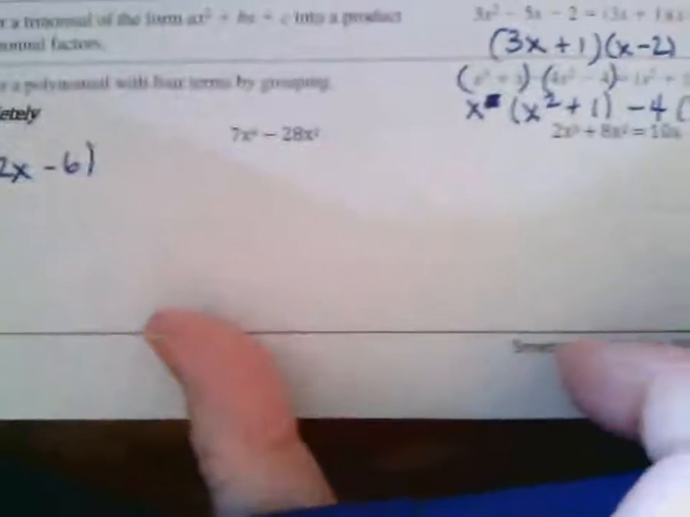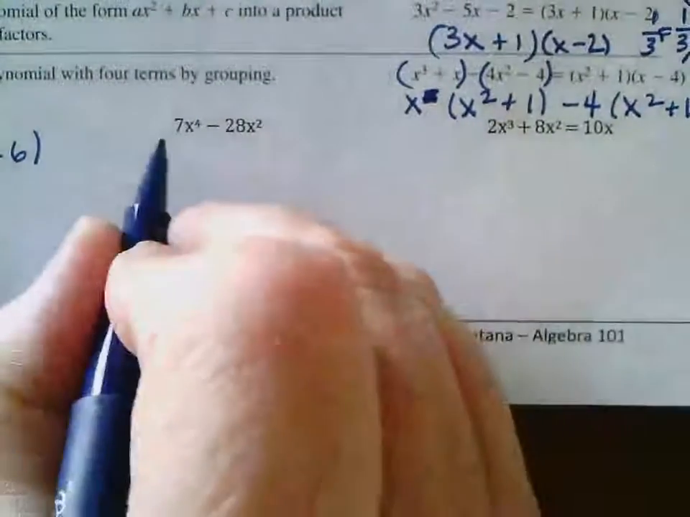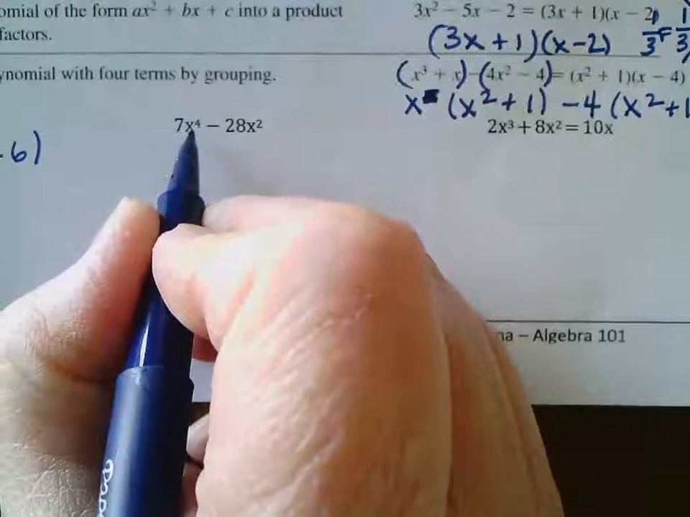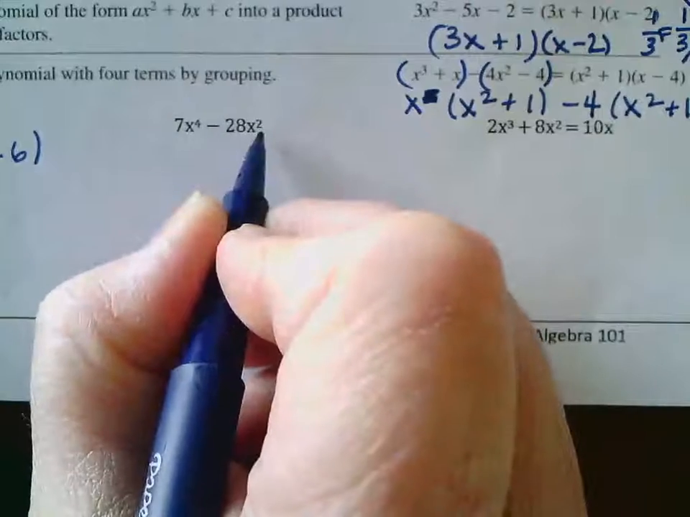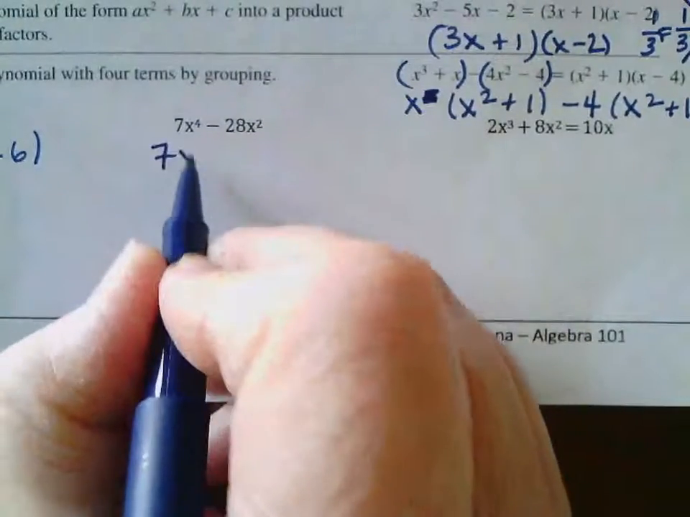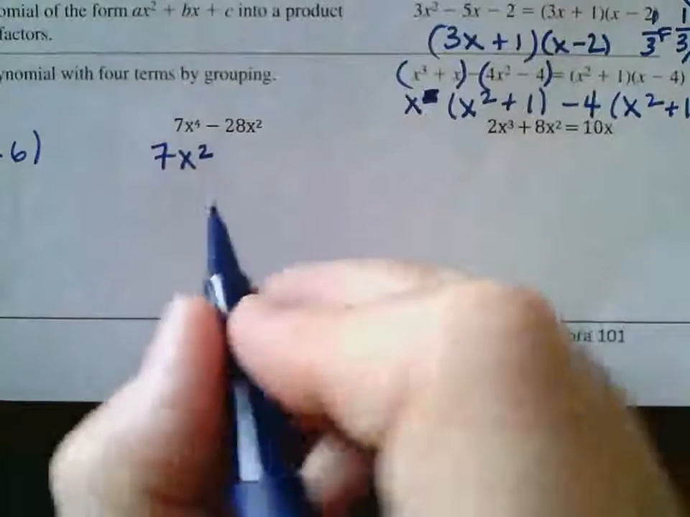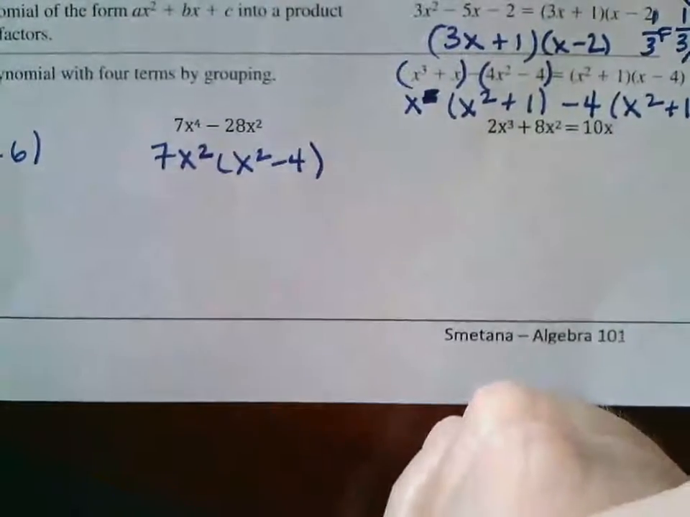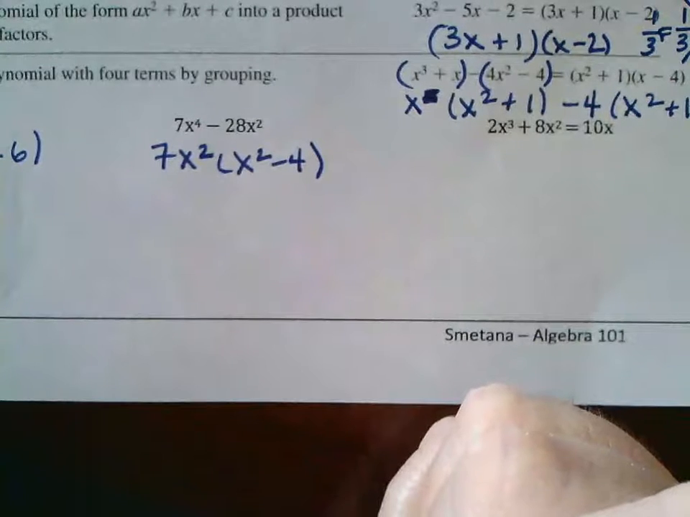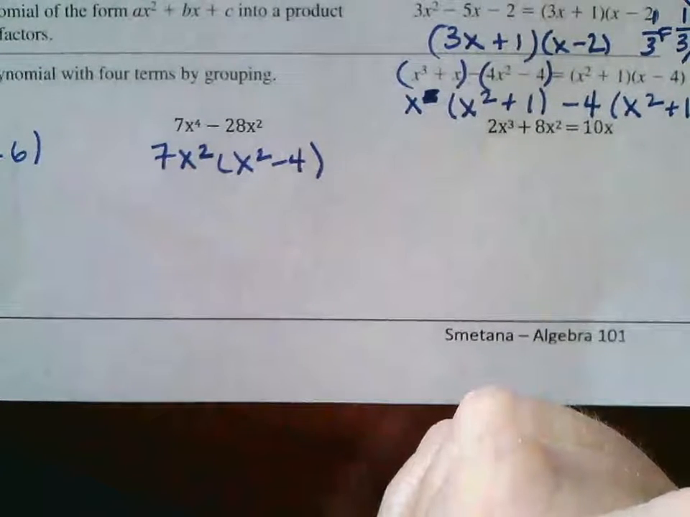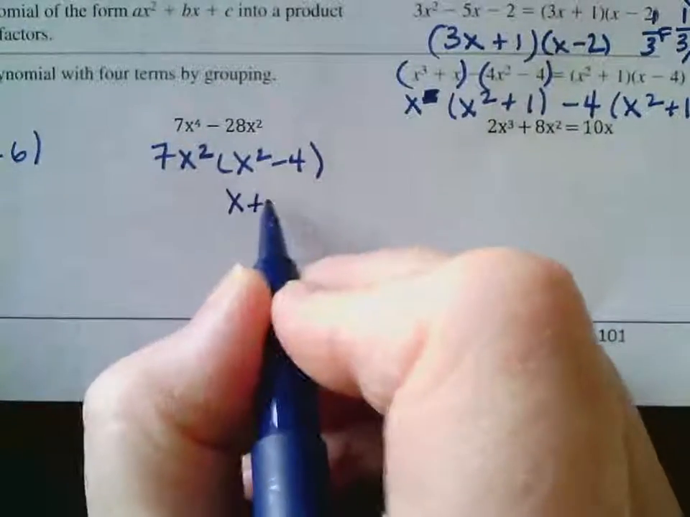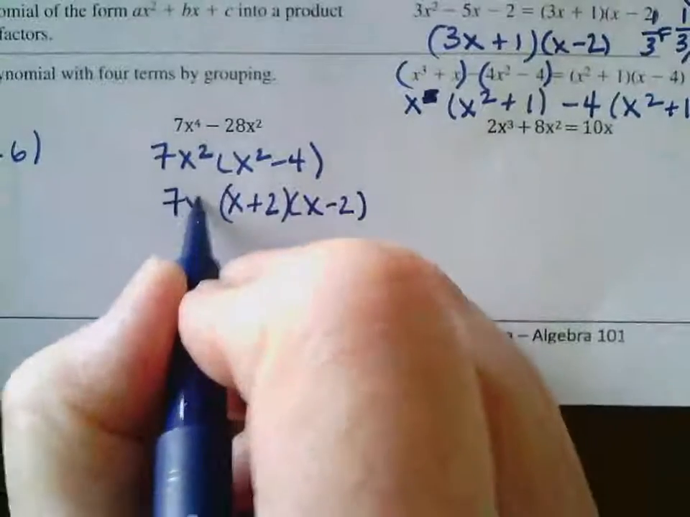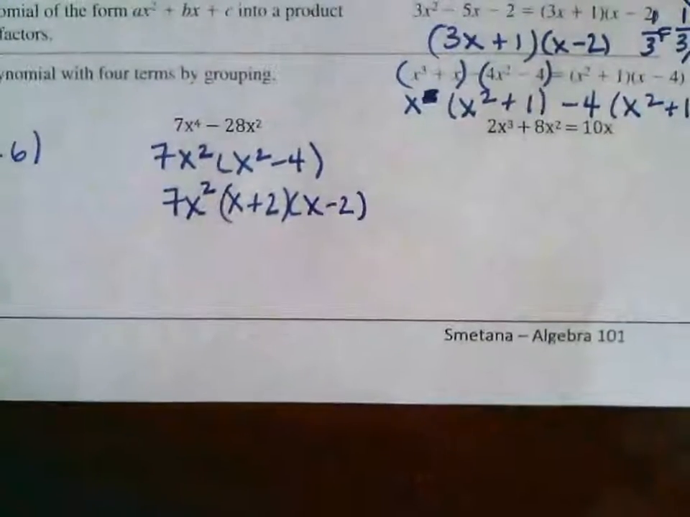And this one, 7 goes into 28, so that's handy. And they both have x's, so there's 4 of them here and 2 of them here. So 7x squared can come out, which leaves me with x squared minus 4. But we're factoring completely here, so please recognize that this is the difference of squares. So x plus 2, x minus 2, and now you're done.